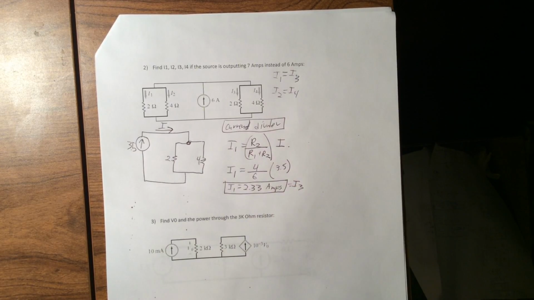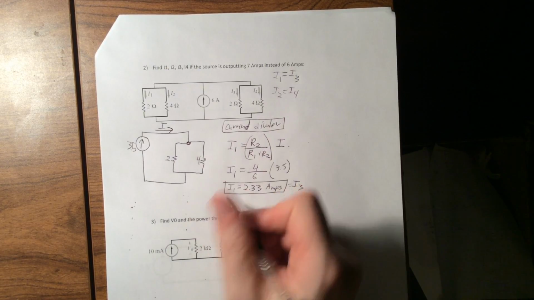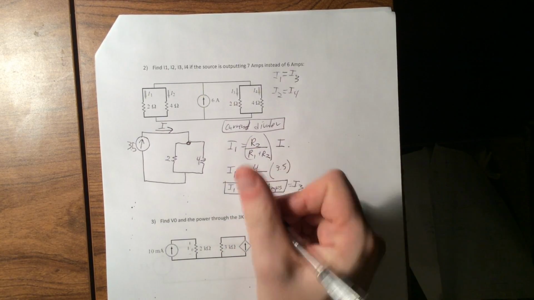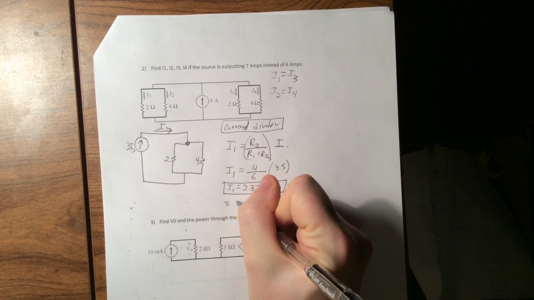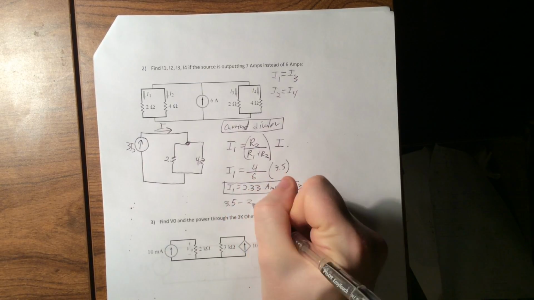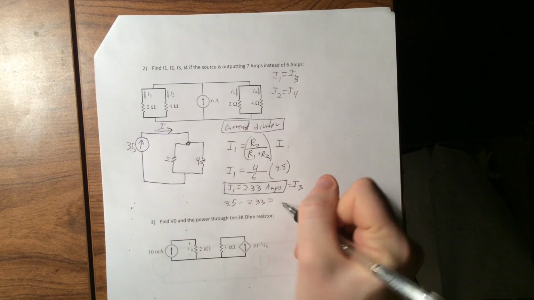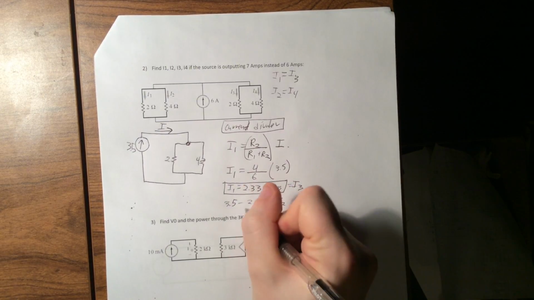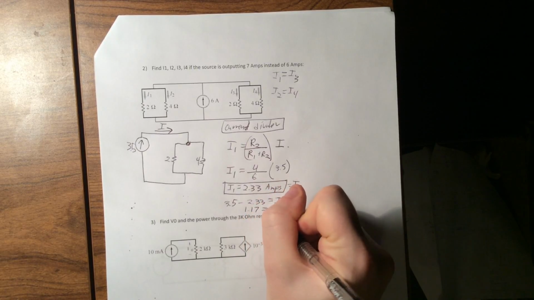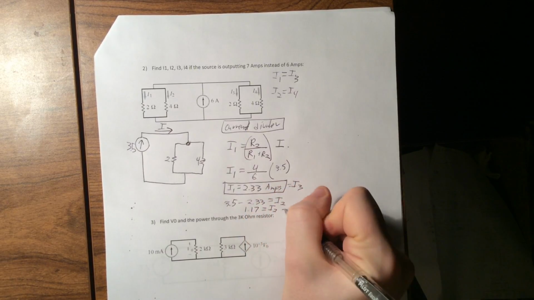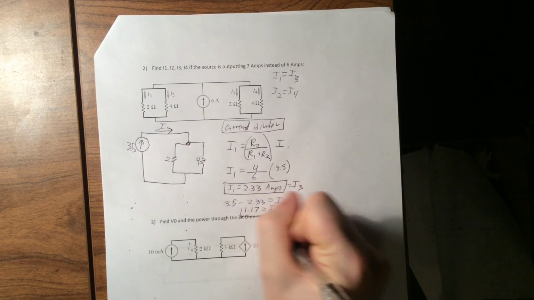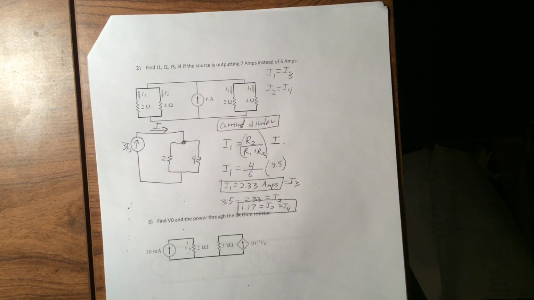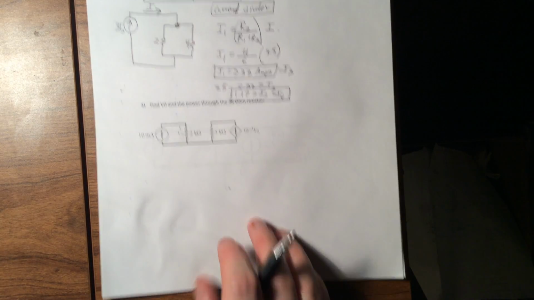And then for I2, what do we do? Kirchhoff's current law. I don't want to solve this whole thing again and swap them out. I want to make this nice and easy. So I'm going to do 3.5 minus 2.33 equals I2, and that's going to be 1.17 equals I2 equals I4, 1.17 amps. I left the unit out for that. Anyway, you see how that one works. Cool. Let's do the next one here.